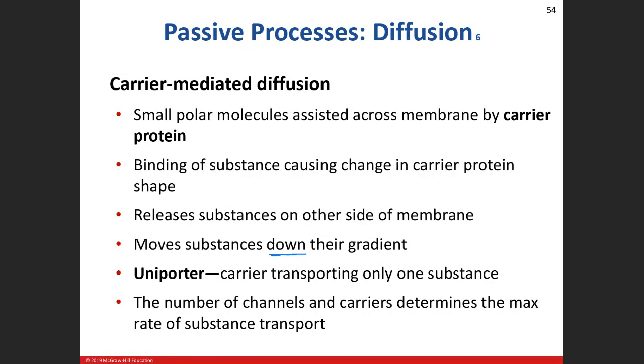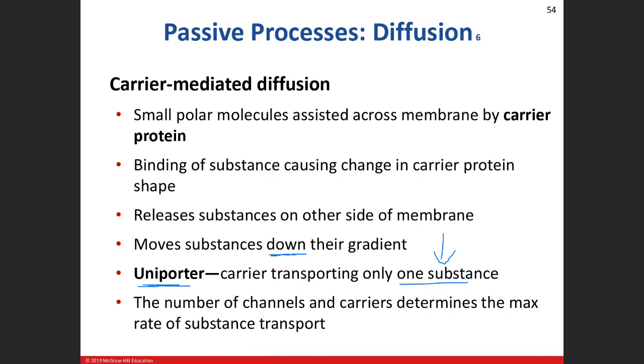So we have this guy right here, the uniporter. And what that means is uni, meaning one. It's going to transport only one substance. Similar to what we saw with our leak channels and our gated channels, they're only going to allow one ion to move through them. Well, in our carrier-mediated diffusion, these carrier proteins are only going to allow the transport of one substance.